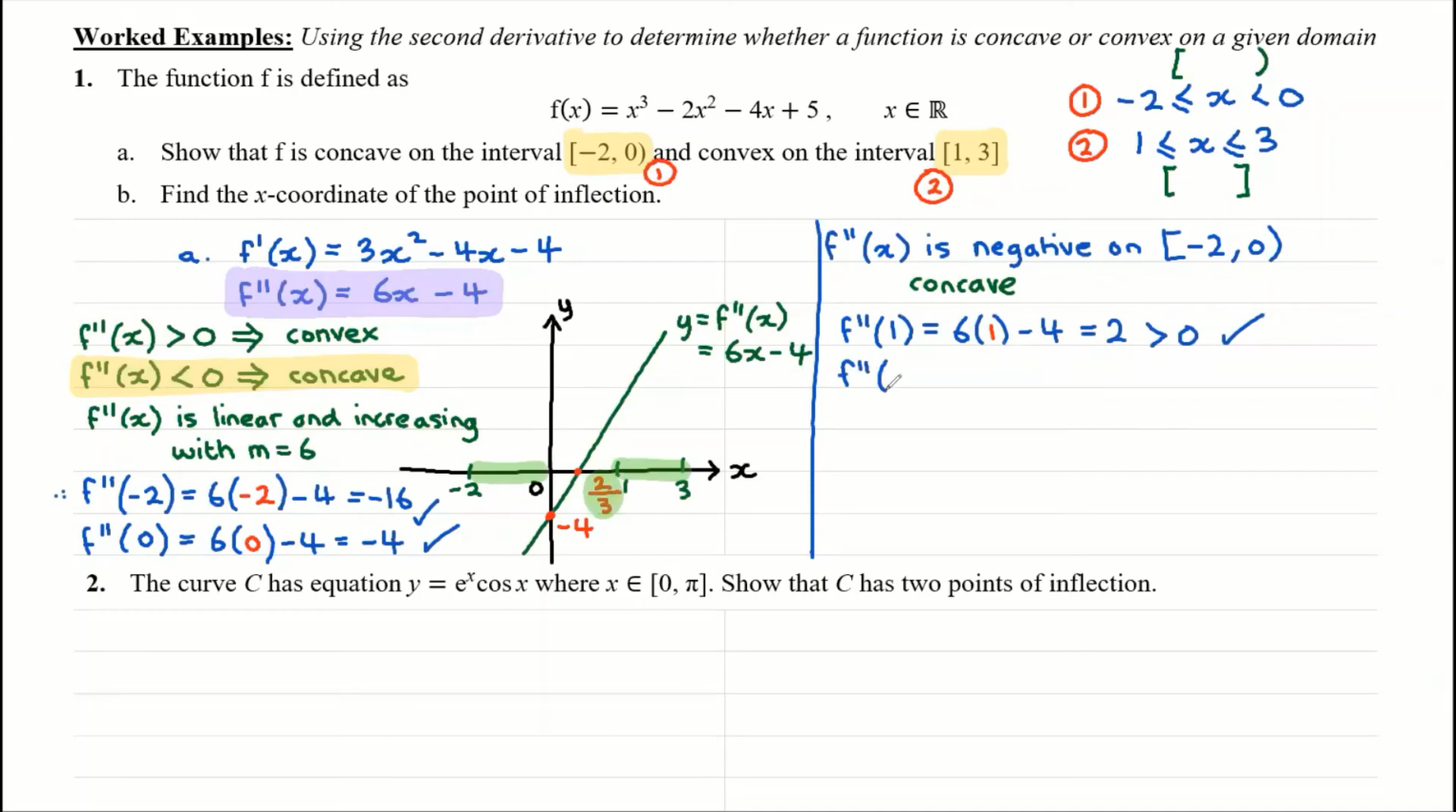And f double dash of 3, maybe I've made those words up, I don't know. 6 multiplied by 3, they seem right though, don't they? Subtract 4, 3 6s are 18, subtract 4 is 14, which is again very positive indeed. It's increasing as you'd expect. So this is convex.